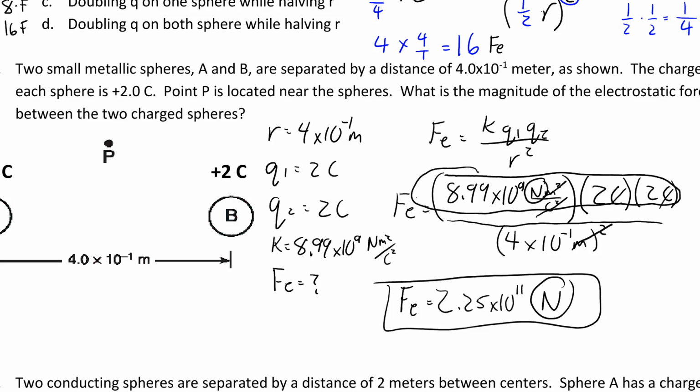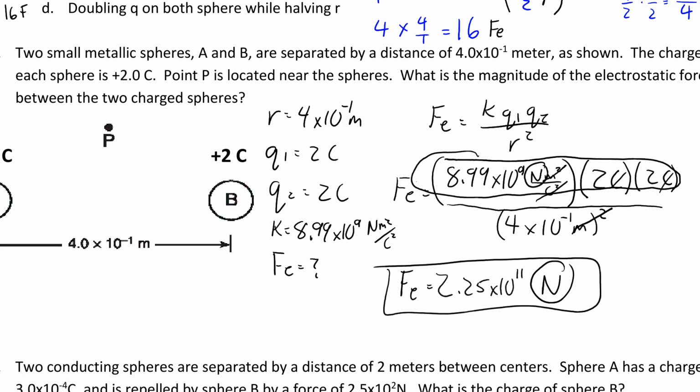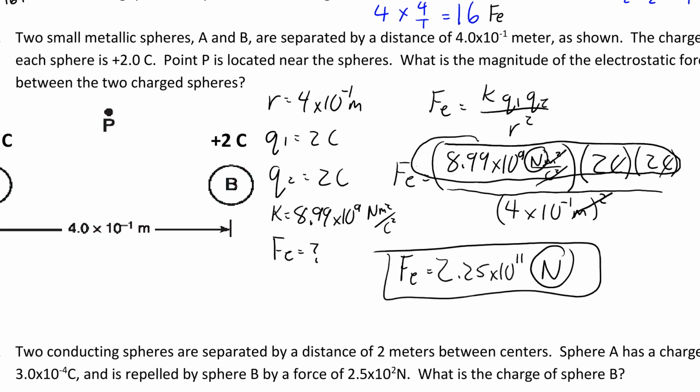That's the answer there. Now, that's a lot of force, but you have 2 whole coulombs, and they're relatively close to each other. 4 times 10 to the negative 1 meters is about 40 centimeters away from each other, so just over a foot.